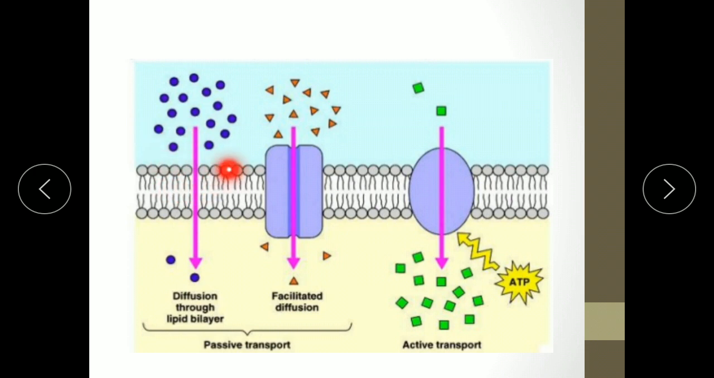Okay. Now third one is active transport, which requires cellular energy. Transport occurs from a region of lower concentration to the higher concentration. We can see here from lower concentration to higher, whereas in passive and facilitated from higher to lower.